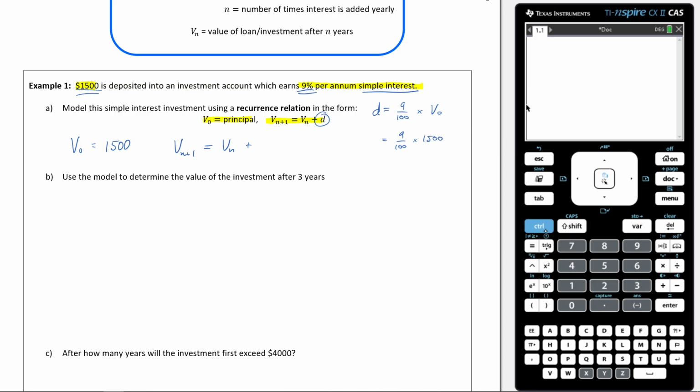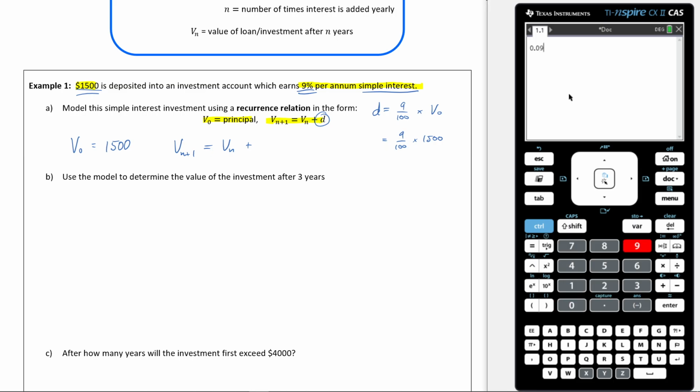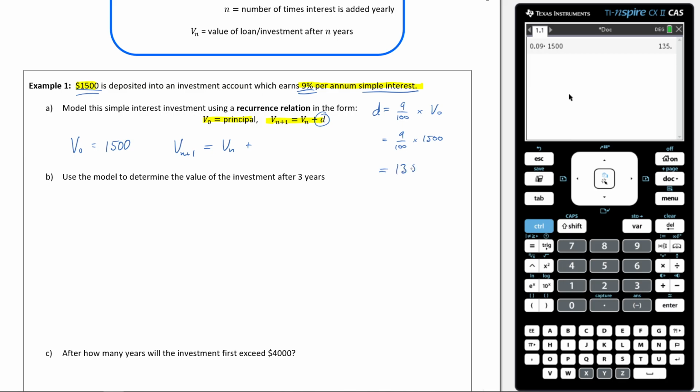All right, so I'll come over here. A quicker way of going 9 over 100, hopefully you all know that's the same as 0.09. That's what I would do, much quicker. And then I'd go 1,500. And then I get 135. That means each year I'm earning $135. I deposit 1,500. I get 9% per annum simple interest. That means every year they add on $135.